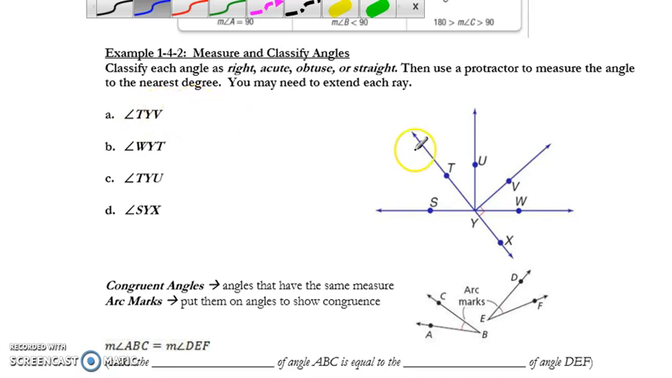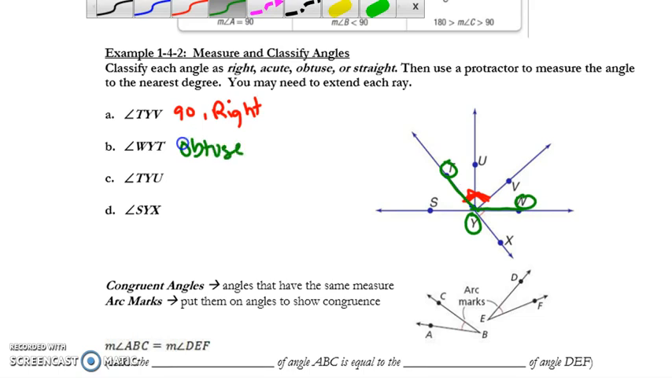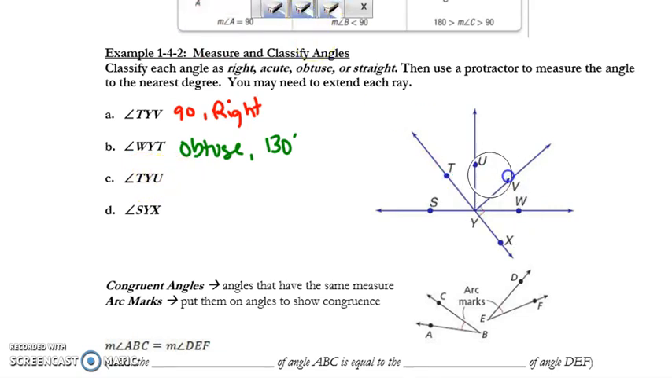But TYV is going to be this angle right here, which if we measured it, we would find out that it is 90. So I'm going to go ahead and put kind of a little right angle there. So 90, so it is right. Next we're going to look at is WYT. So this angle right here, which we can see is obtuse and greater than 90, and it is, if we measured it, 130. This next one, TYU, so I'm going to get rid of this stuff so we can see TYU.